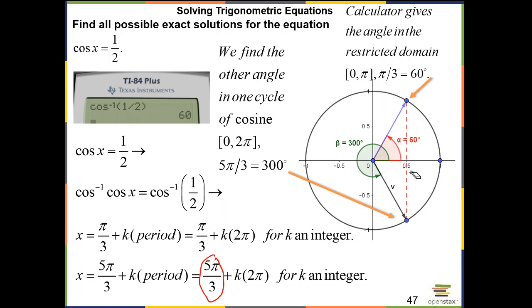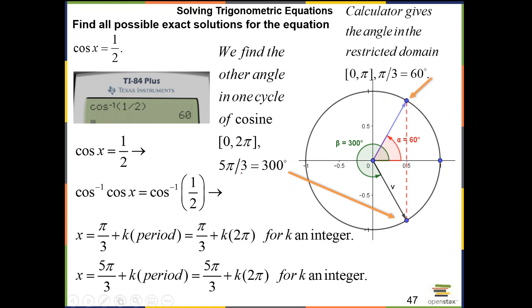Now, what about the other angle, this one? We can't get this if we add 2 pi to that, right? So we have to consider that as a separate equation, and we do that here. So either x is pi over 3 plus 2 pi k, or x is 5 pi over 3 plus 2 pi k, and k is an integer. So these are all the solutions for that equation.